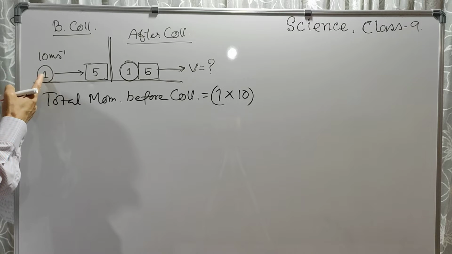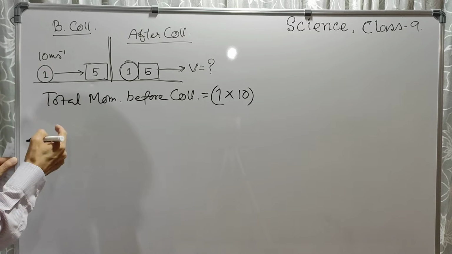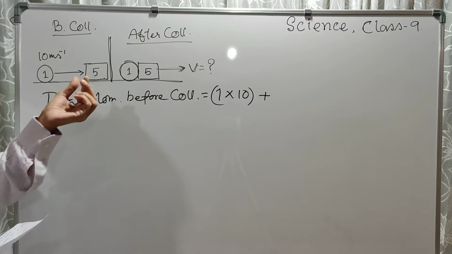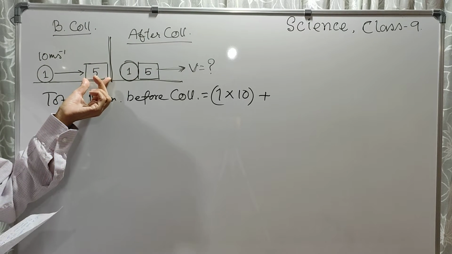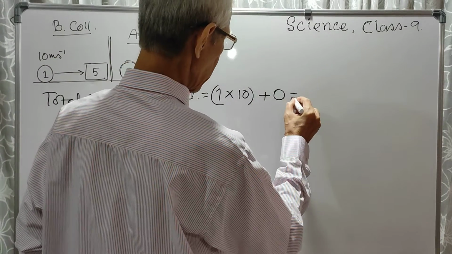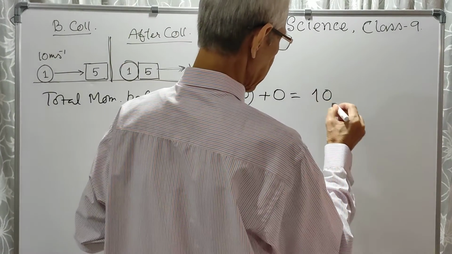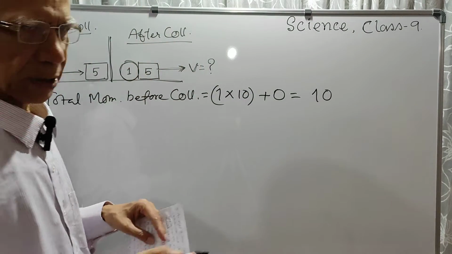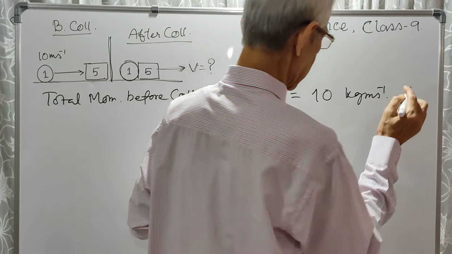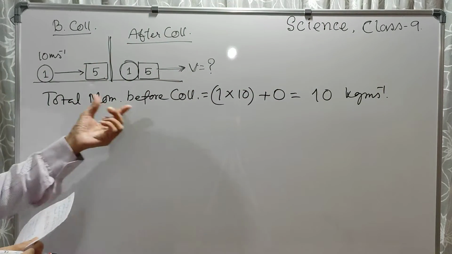Momentum is mass into velocity, mv, isn't it? So 1 into 10 plus, now this is stationary. So a body at rest has no momentum because velocity is 0. Therefore its momentum is 0. So total momentum is what? 10. And what is the unit? Kg meter per second. This is the total momentum before collision.